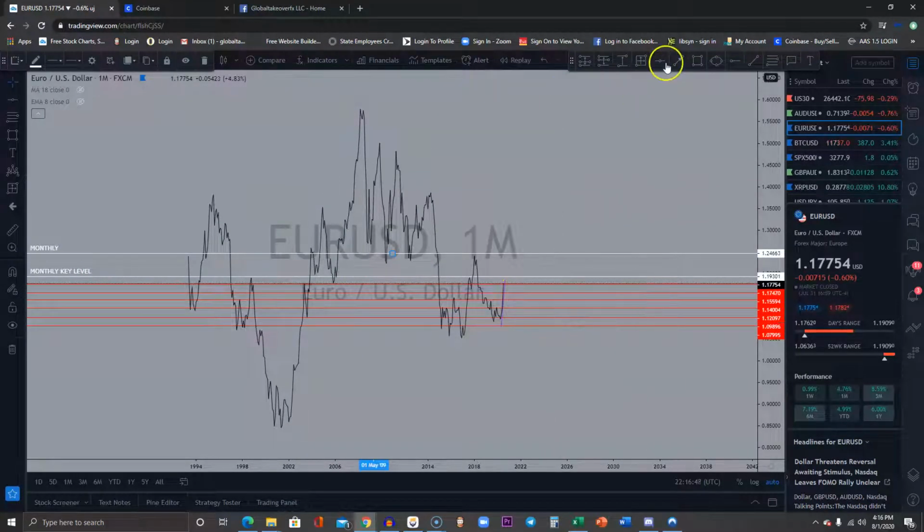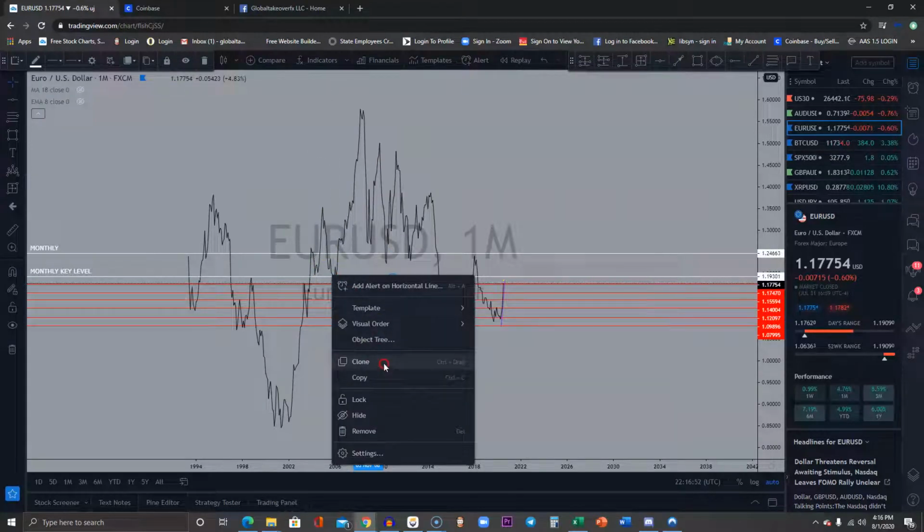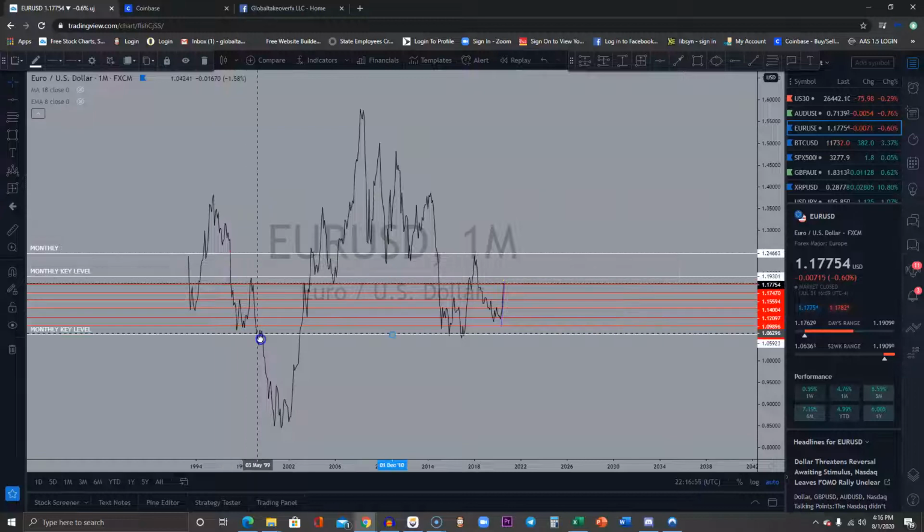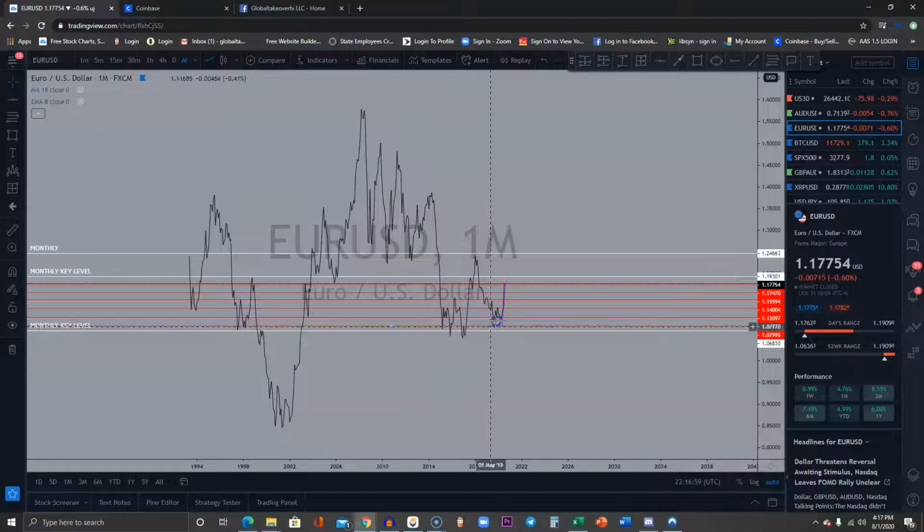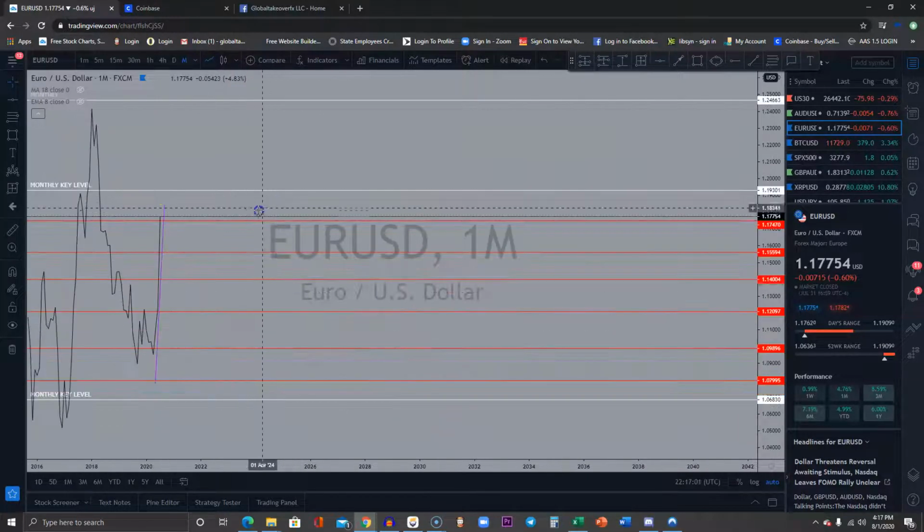And then we can label another one right in here, which let's do that real quick. Actually, I'm just going to clone this tool, and then we'll just move it down right about there, because as you can see, we were there just a couple weeks ago. So that's all I look for.